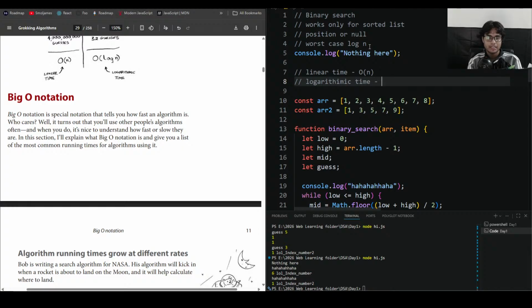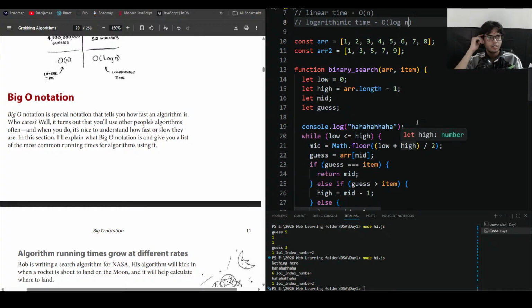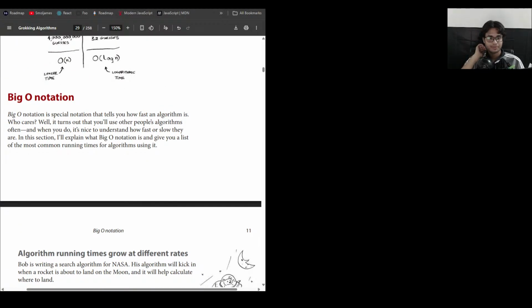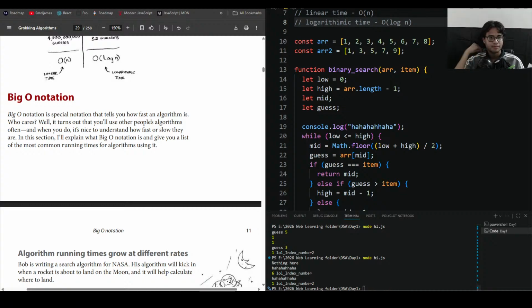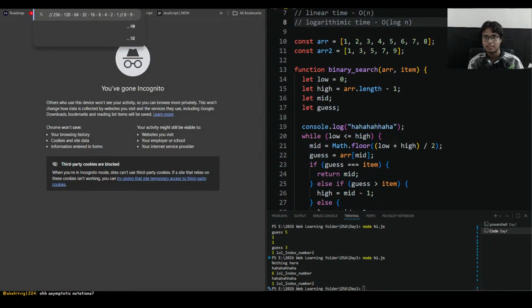Logarithmic time. Logan. You don't need to write that. Big O notation. No, asymptotic notations. What the heck is that? Asymptotic notations. What? Please don't make it hard.